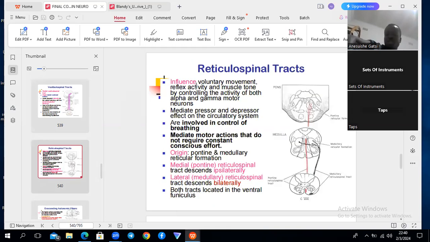Then I talked about the reticulospinal tract. It mediates pain, and other functions are here too, like control of breathing. All these are additional functions. It can also be divided into medial and lateral, but I wouldn't want you guys to know that.